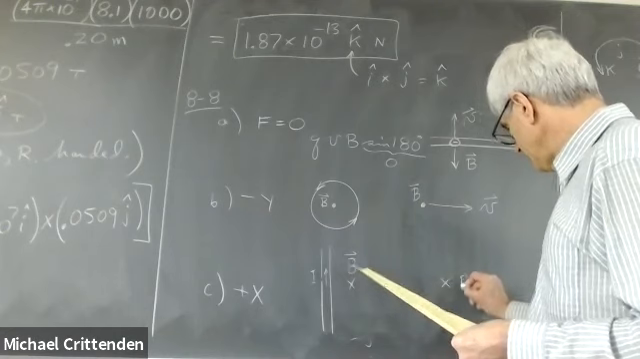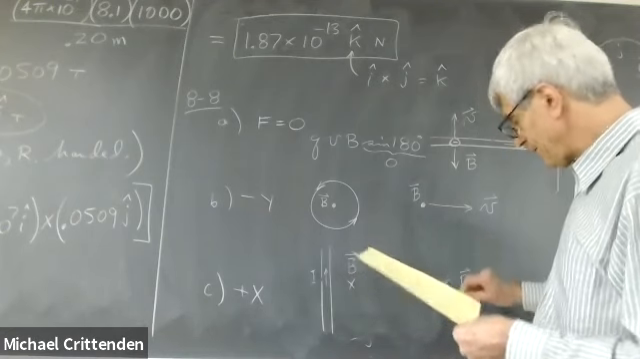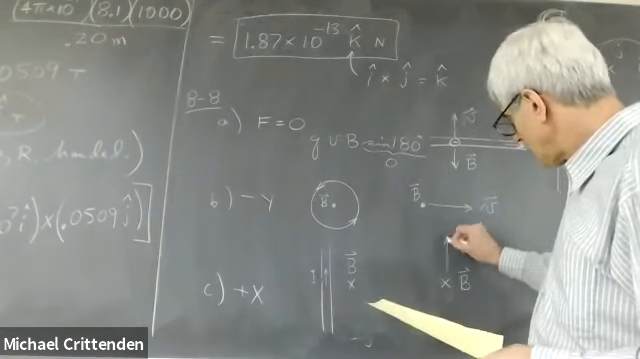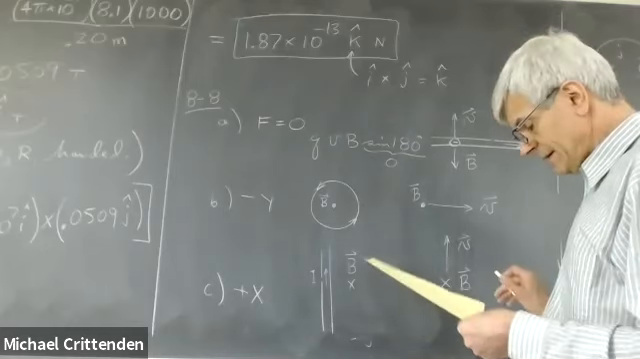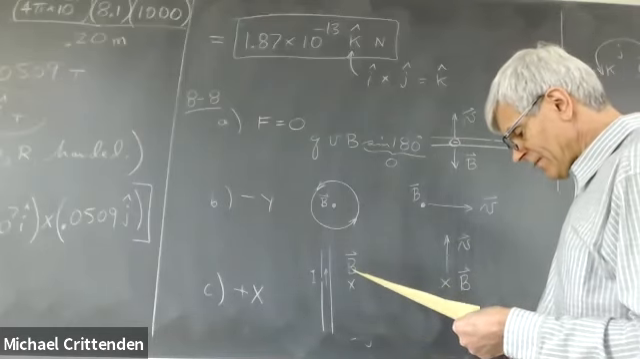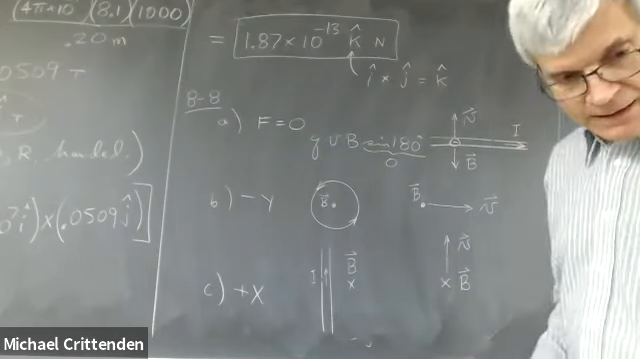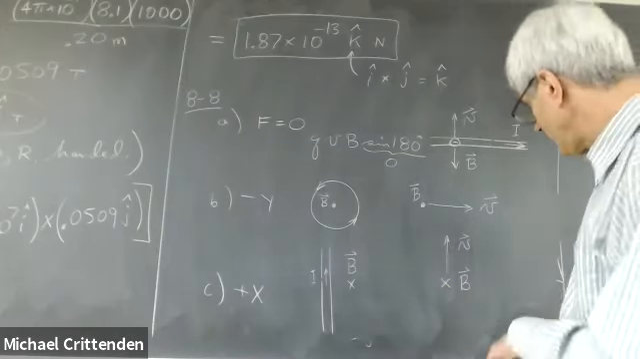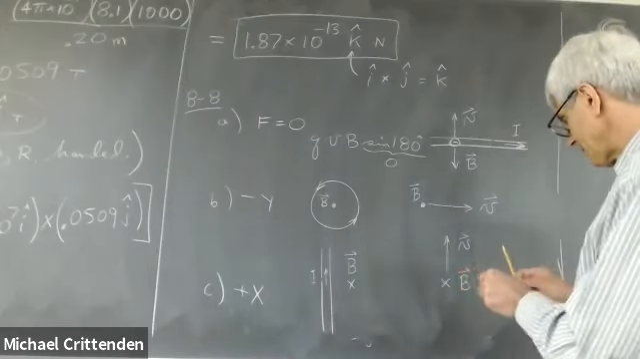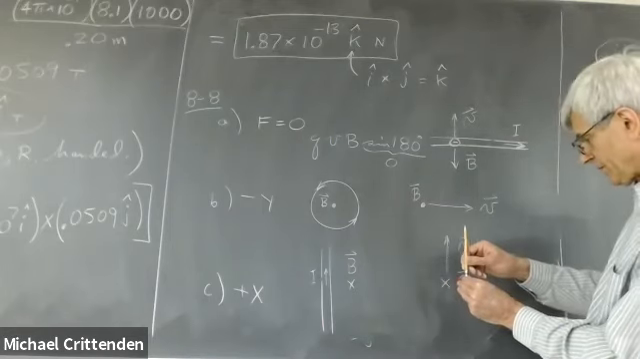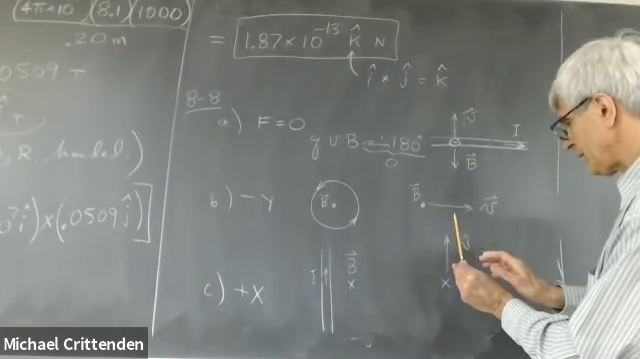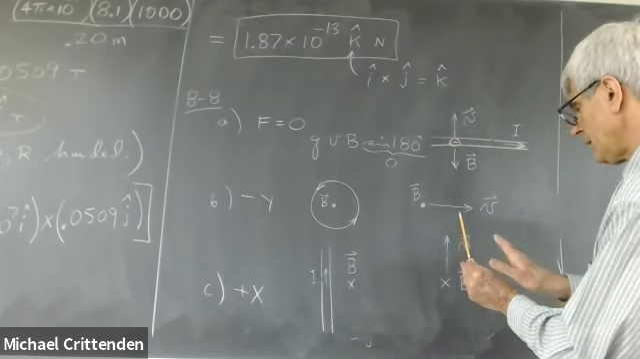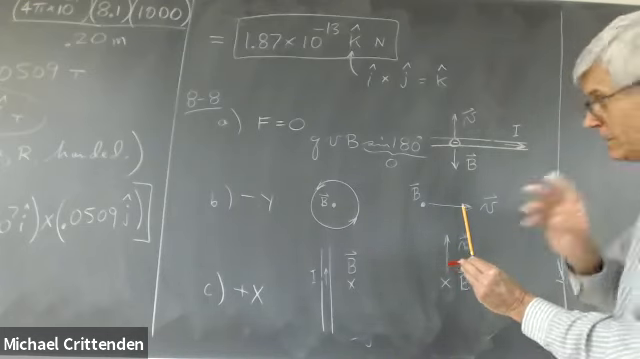There's the B vector pointing away from you. The V vector is in that direction. So let's see if I can get this right the first time this time. B points away from me. V points up. No, I'm not getting it wrong.